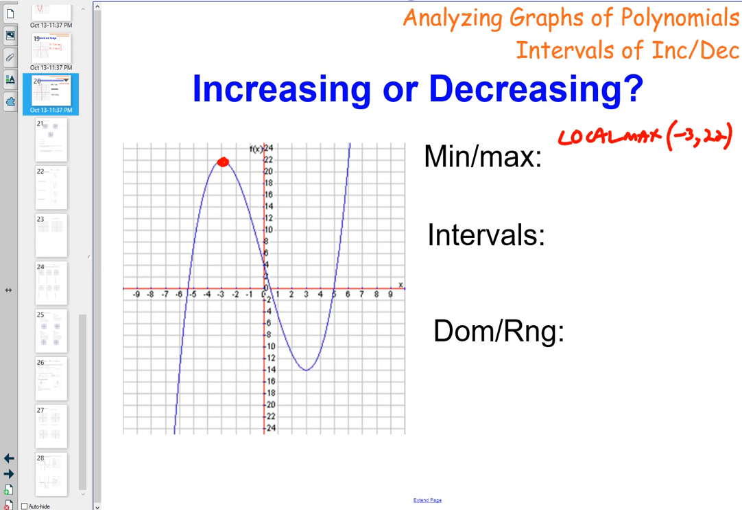Are there any other types of maxes there? No. We do have also a local min that appears to be at 3, -14. We have a local min at 3, -14. Do we have any absolute maxes in this? No, because we both go forever up and forever down.